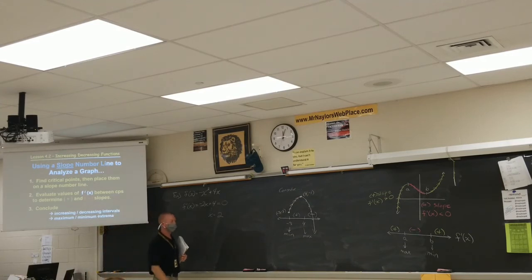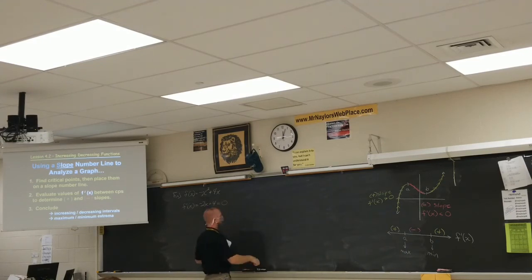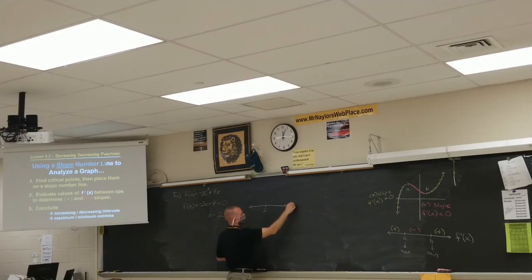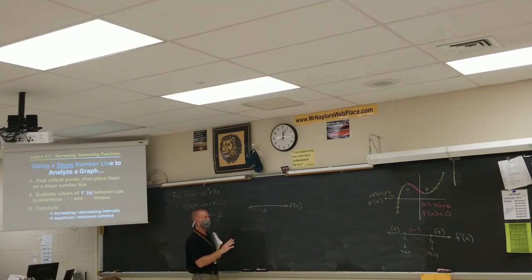So here's the part of the process that's new. You're going to take that critical point of x equals 2, and you're going to put it on a number line. Now, it's a derivative or slope number line. It doesn't hurt to label it like that. Now, here's what the number 2 does. Quite simply, it divides your number line. It divides also your slopes. In other words, there's going to be some type of slope to the left of 2, and there's going to be some type of slope to the right of 2.